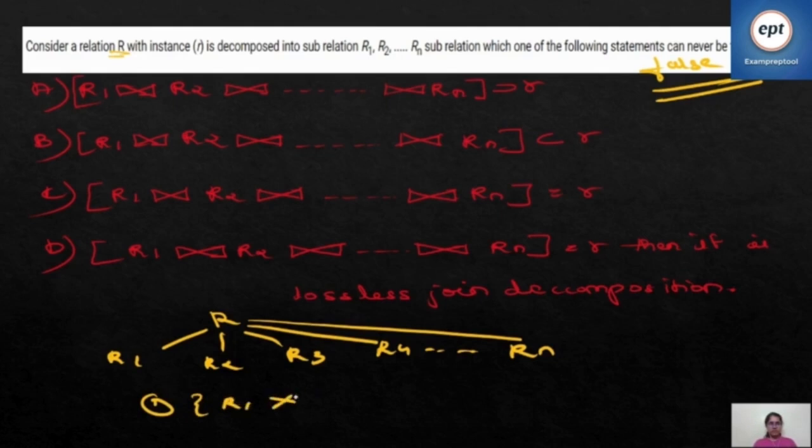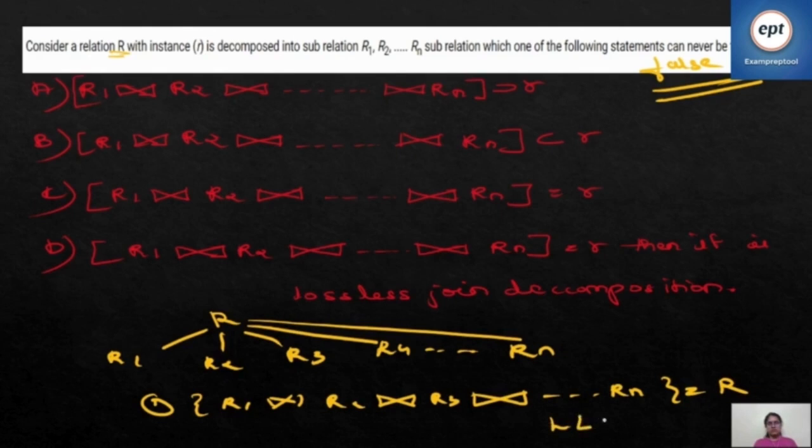If we take the natural join of all these relations R1, R2, R3 up to Rn, it will be equal to R. In this case we call it a lossless join decomposition. So this is a lossless join decomposition, we can say.